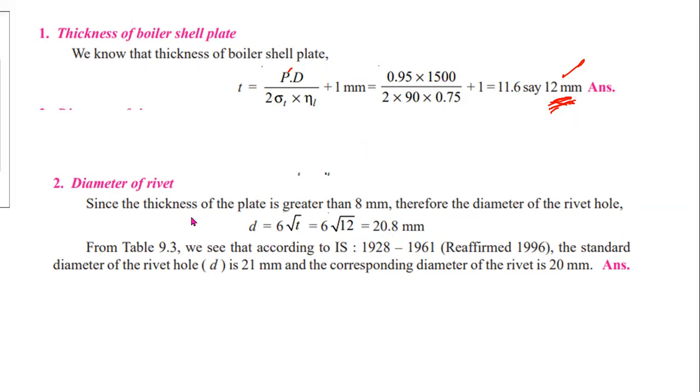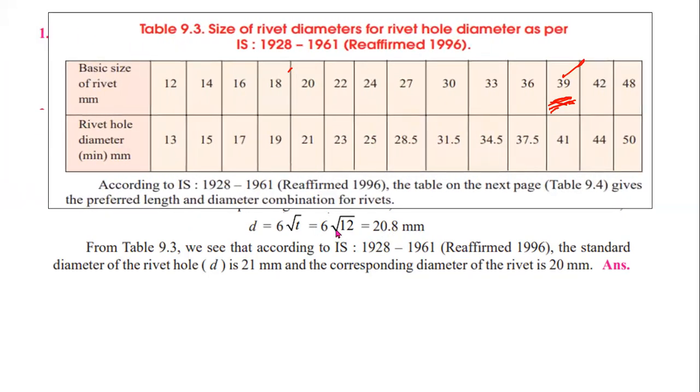But from the standard table, you have to choose a standard size of rivet and rivet hole. Here, our answer is 20.8 mm. So, from this table, you have to select. Here, the nearest values are 20 and 22 mm. These two are the nearest values. So here I selected this one, the nearest value. 20 mm is the diameter of the rivet. That corresponding rivet hole diameter is 21 mm.